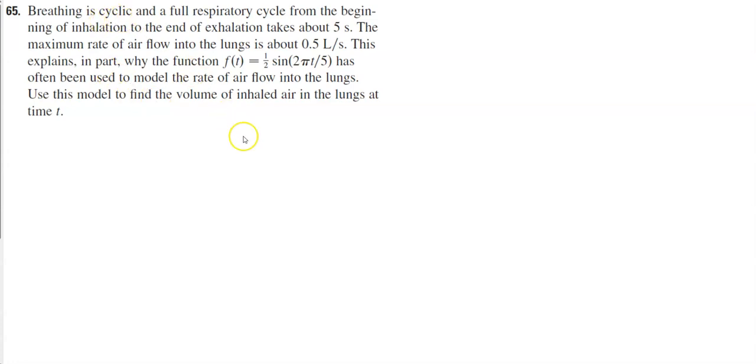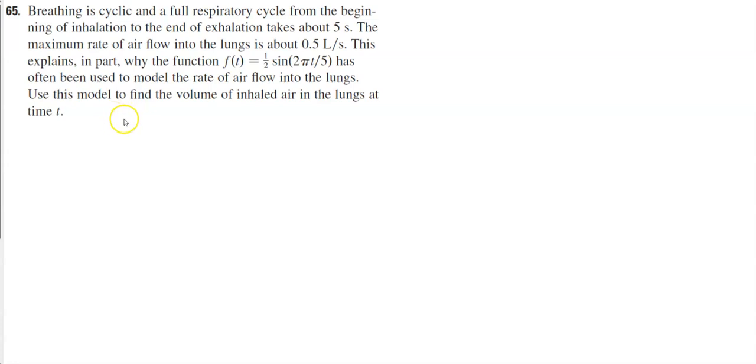Breathing is cyclic, and a full respiratory cycle from the beginning of inhalation to the end of exhalation takes about 5 seconds. The maximum rate of airflow into the lungs is about 0.5 liters per second. This explains in part why the function f of t equals 1/2 sine of 2 pi t over 5 has often been used to model the rate of airflow into the lungs.